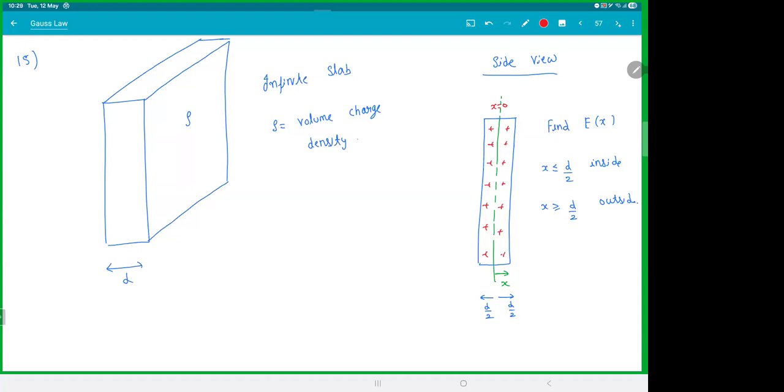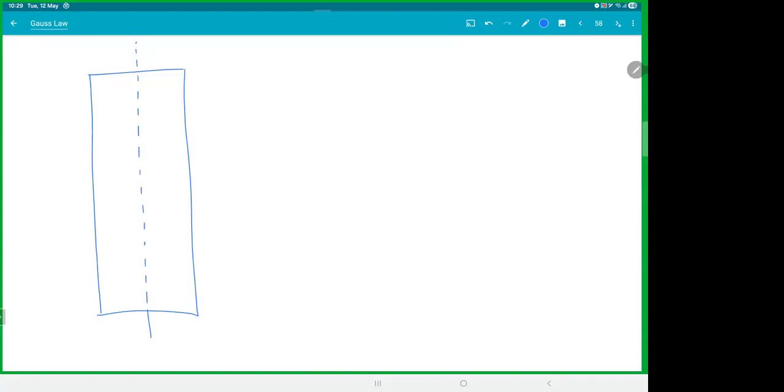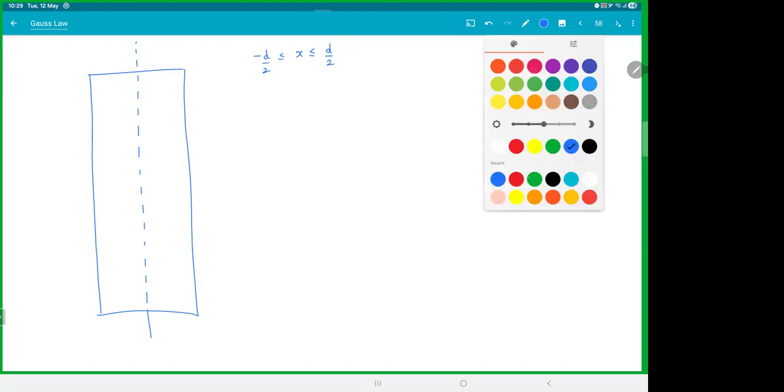Again, listen, it's all about choosing an element properly. Let's take the side view, okay? I'll make it very thick so you can see it clearly. So first, this is the central line. You're taking a case where x is less than d by 2. So let's take a case where x is less than d by 2 and greater than minus d by 2. So let's take both the sides.